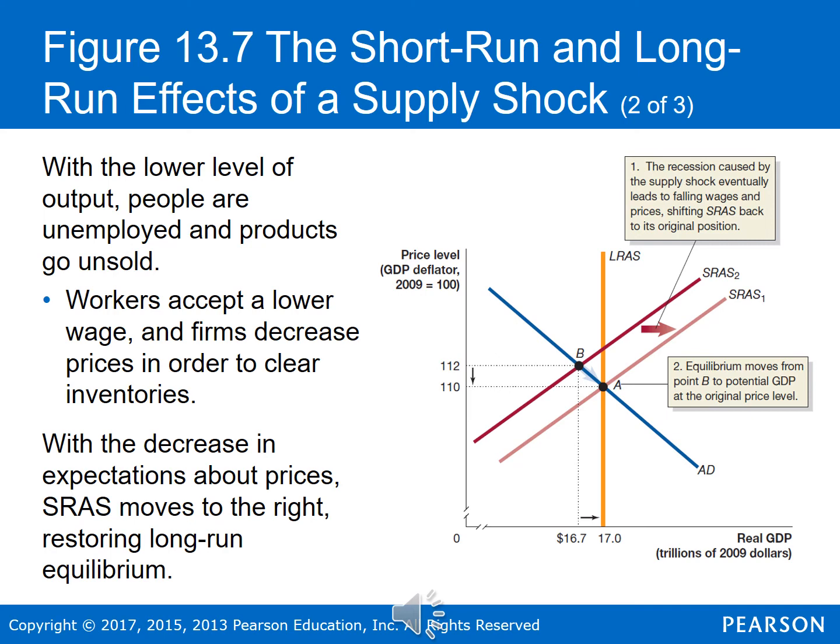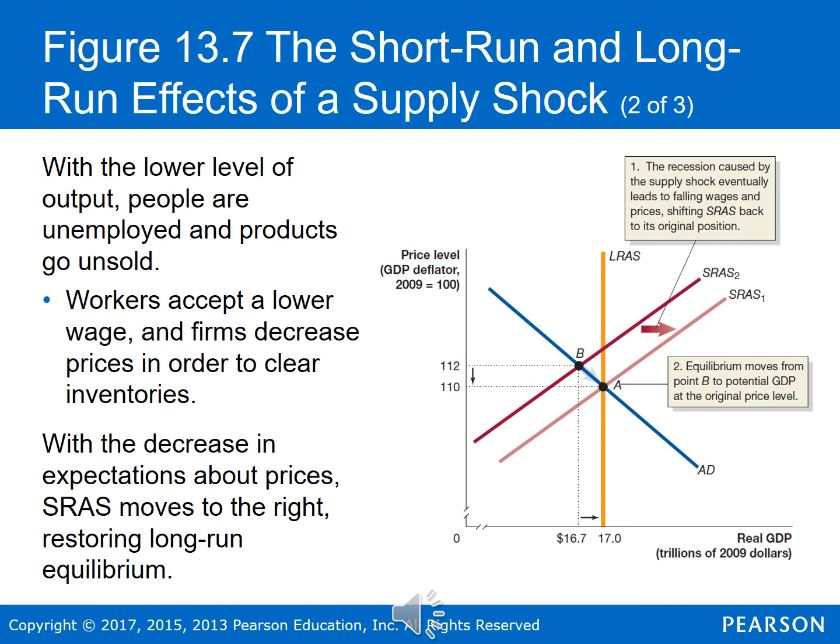So what's going to happen is the short-run aggregate supply curve is going to shift from short-run aggregate supply curve 2 to short-run aggregate supply curve 1. So we're going to move the equilibrium from point B back to point A. So real GDP is going to reach the potential GDP at the original price level. Now, it may take several years for this process to be completed, and it may be a painful process, but the economy will work itself out back to that point.